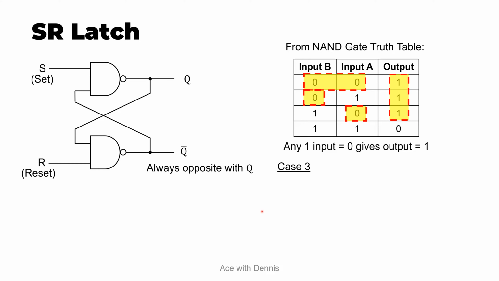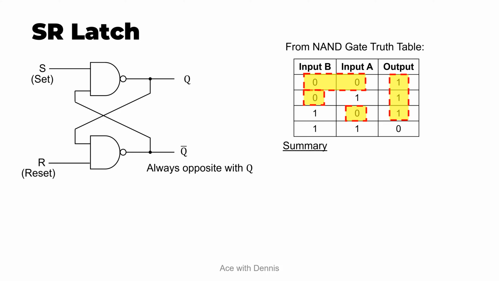Let's see case number 3. So in case number 3, both S and R are equal to 0. Based on the NAND gate truth table, Q will be 1, and Q bar will be equal to 1 as well. Alright, but when we want to design an SR latch, we want Q bar to always be opposite to Q. Hence, this is an invalid state.